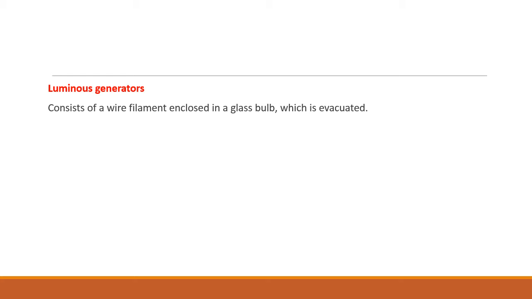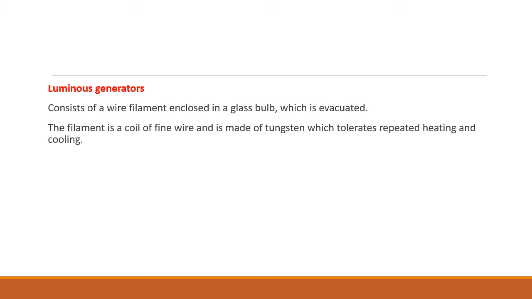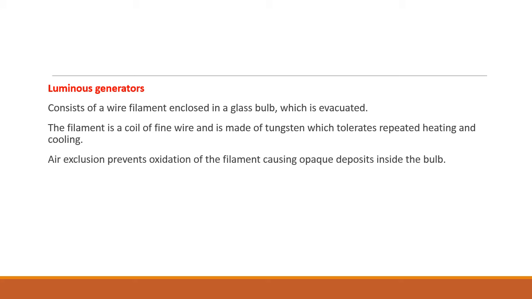The lamp consists of a wire filament enclosed in a glass bulb, which is evacuated. The filament is a coil of fine wire made of tungsten, which tolerates repeated heating and cooling. Air exclusion prevents oxidation of the filament, which would cause opaque deposits inside the bulb.